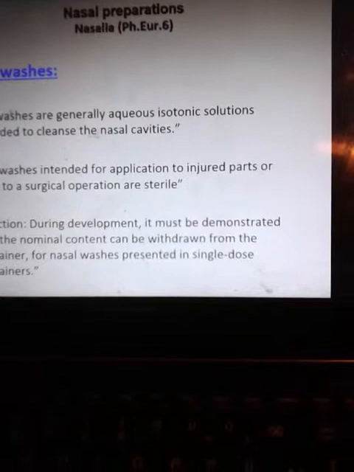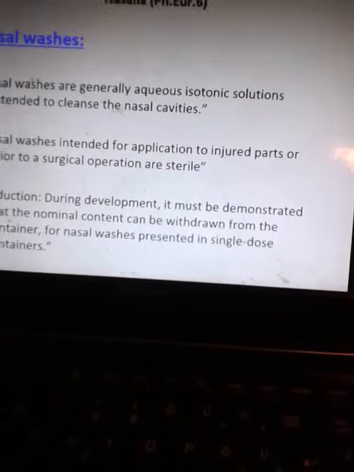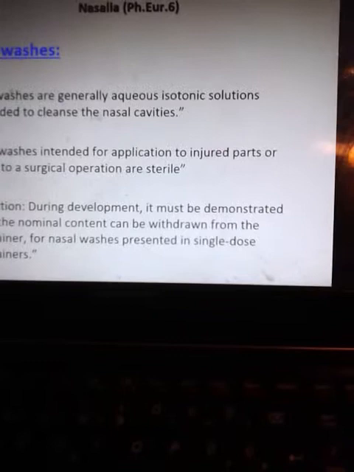Production. During development, it must be demonstrated that the nominal content can be withdrawn from the container for nasal wash presented in a single-dose container.